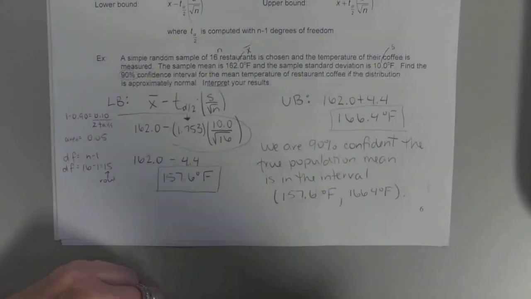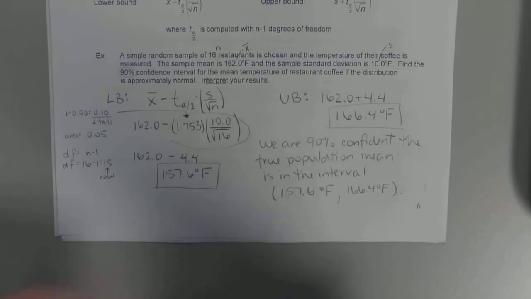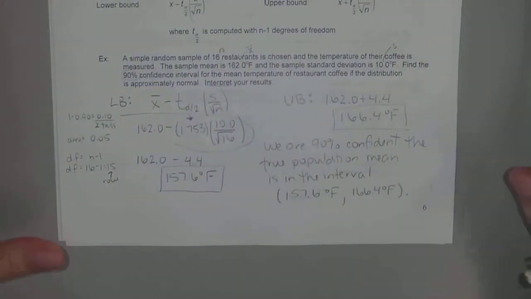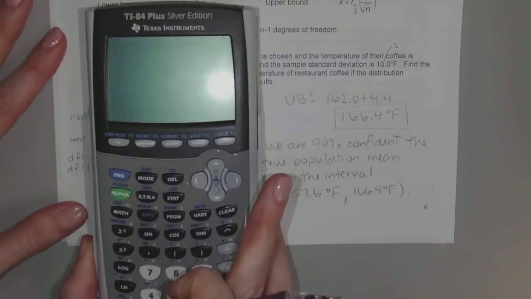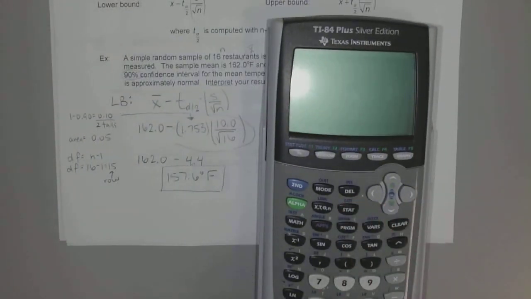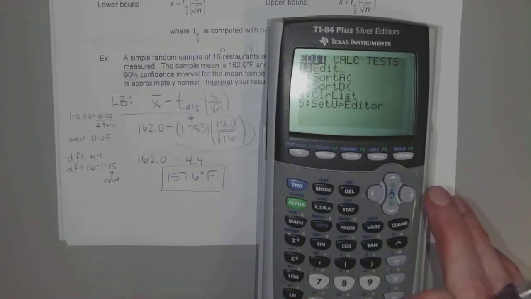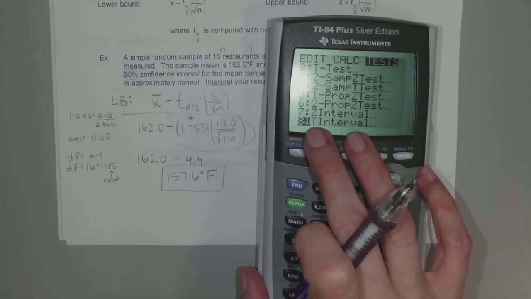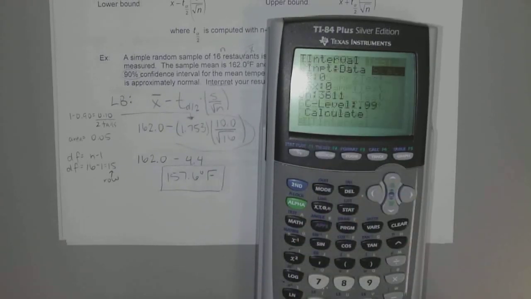How do you do it on your calculator? You go to stat, scroll over to test, and you just go to a t interval. Move it over here. So I'm going to go to stat. I have to turn my calculator on. Stat, test, go down to t interval, right below z interval. So we want a t interval.